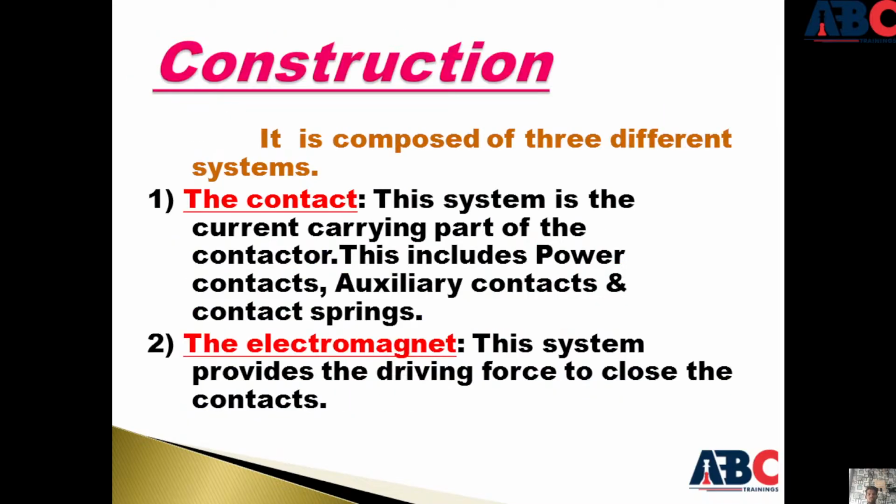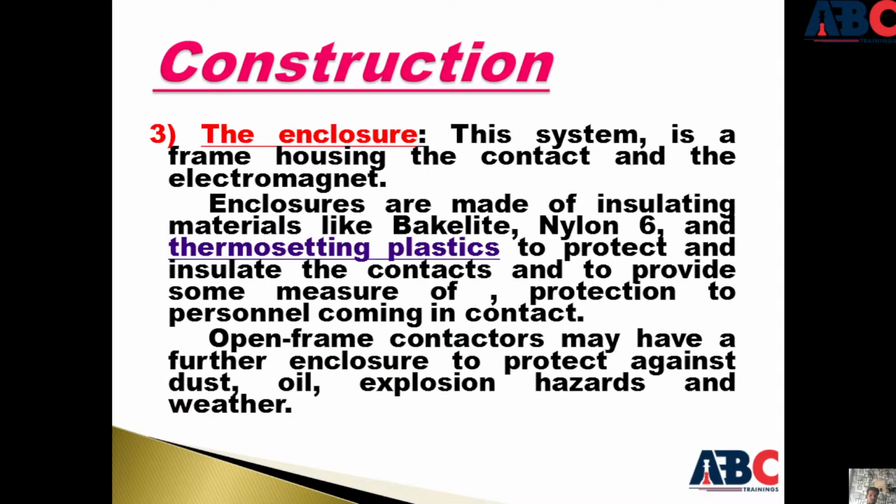The construction: it is composed of three different systems. The contact: this system is the current carrying part of the contactor. This includes power contacts, auxiliary contacts, and contact springs. The electromagnet: this system provides the driving force to close the contact. The enclosure: this system is the frame housing the contacts and the electromagnet.